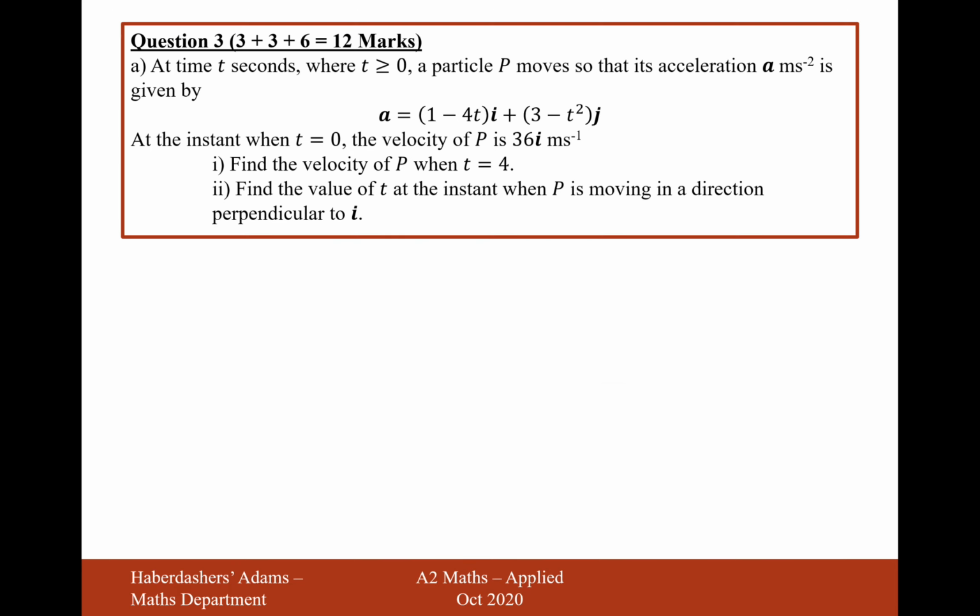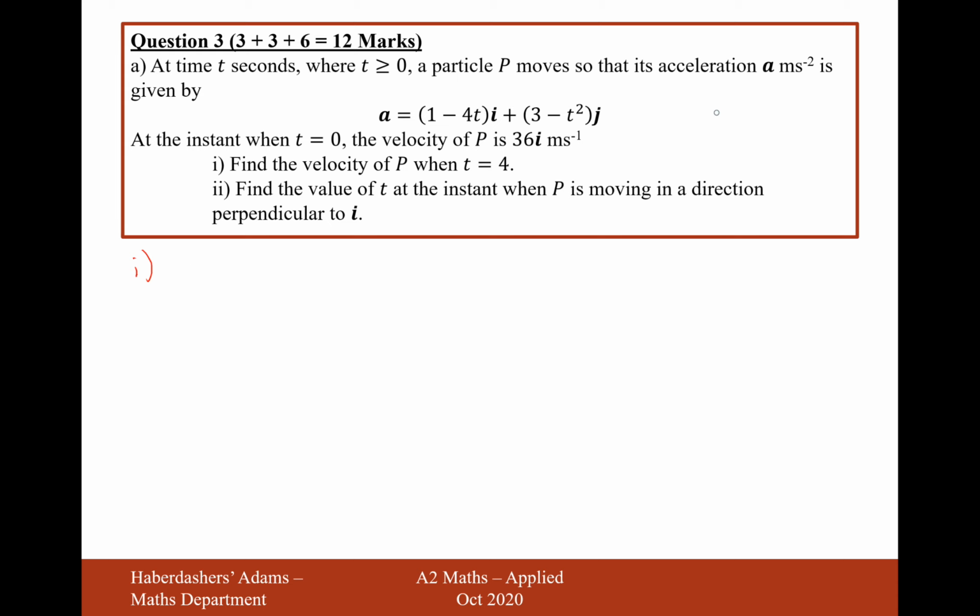Here we're looking at question 3, the third mechanics question in this paper. I think it's question 8 overall. At time t seconds, where t is greater than 0, a particle P moves so that its acceleration a meters per second squared is given by a equals (1 minus 4t)i plus (3 minus t squared)j. At the instant when t equals 0, the velocity of P is 36i meters per second. Part A, question i, is find the velocity of P when t equals 4.